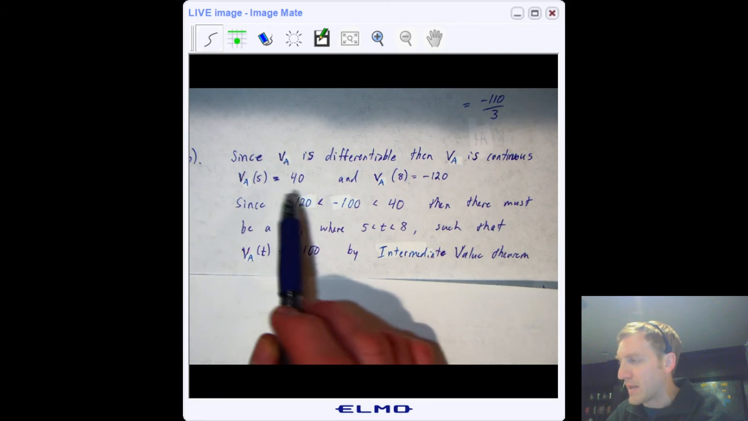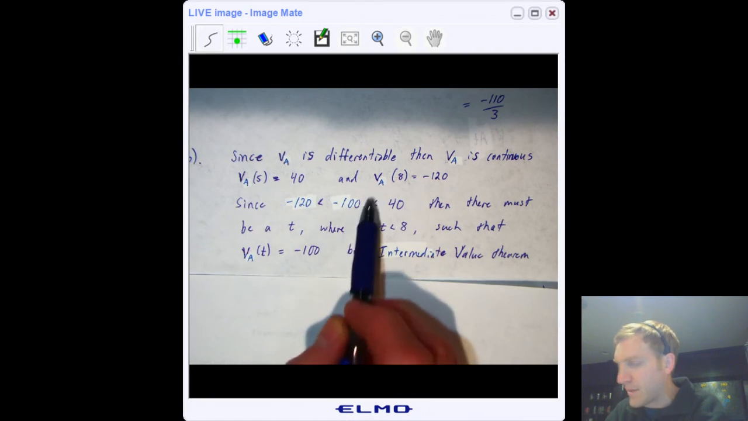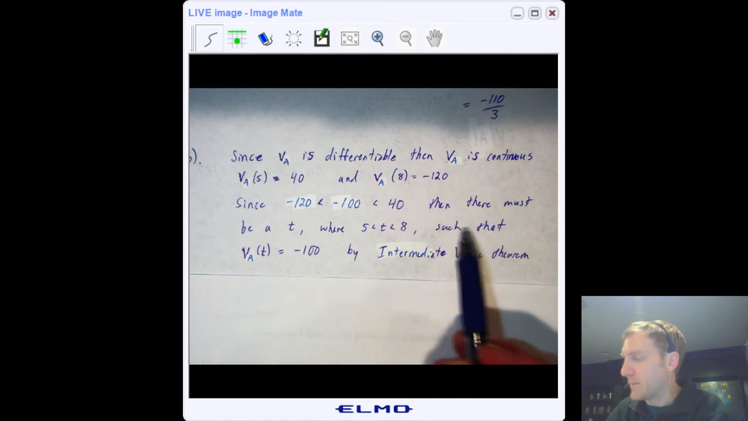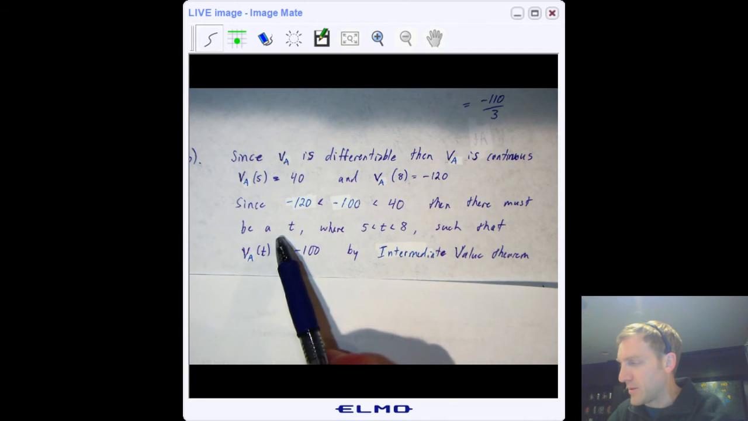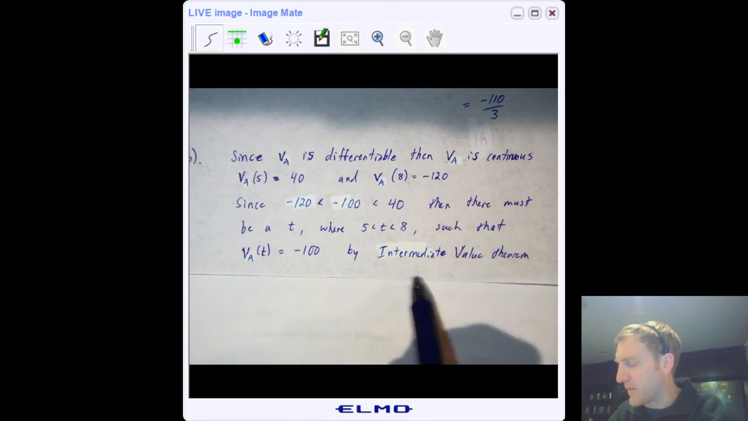And you have to show that the velocity at 5 is 40, velocity at 8 is -120, and the value we want, -100, is between -120 and 40. So because of that, there is t somewhere between 5 and 8, such that v of t is -100 by the intermediate value theorem. So that's the intermediate value theorem that states that.